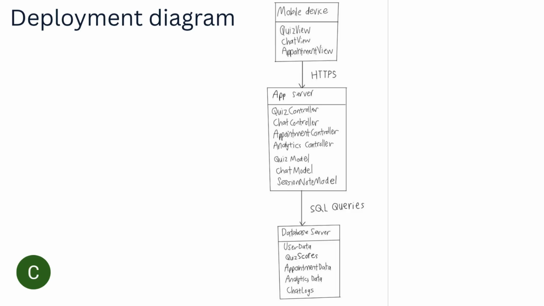When they do something like attempt a quiz or book a session using the mobile phone, the mobile app will send the HTTPS request to the app server. The app server will process with the controller and model, and then they will send the SQL queries to the database. From there, they can access the data from the database server. So using this system, the three layers, the mobile device, app server, and database server can communicate securely and efficiently.